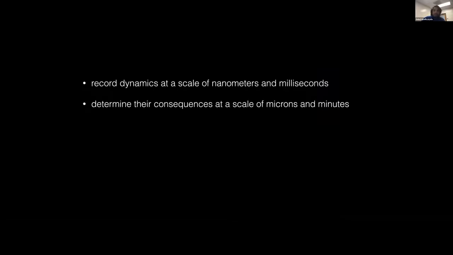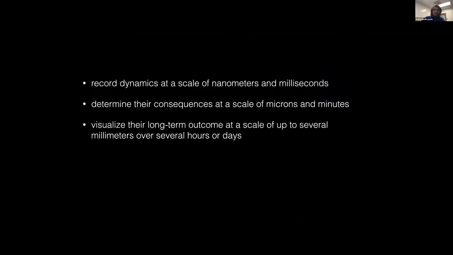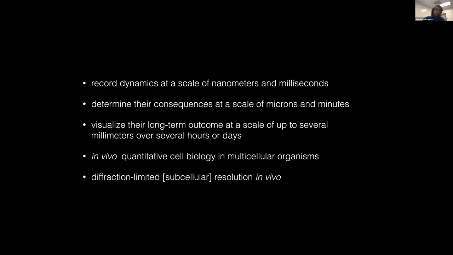So with this adaptive optical lattice light sheet, what we were able to do is record dynamics at the scale of nanometers and milliseconds to really understand their consequences over the scale of microns and minutes, and to visualize their long-term outcome at the scale of several millimeters over several hours or several days. We can do quantitative in vivo cell biology in multicellular systems, whether it's organoids or transparent organisms, with diffraction limited resolution, because we're able to recover that lost resolution due to aberrations. And with the right reagents, we can calibrate these microscopes such that we can get single molecule sensitivity using something like Halo dyes or JF dyes.